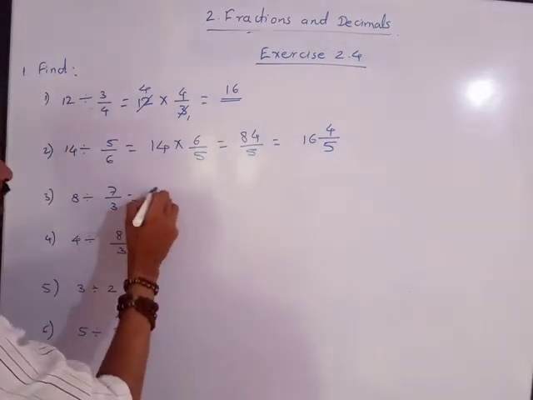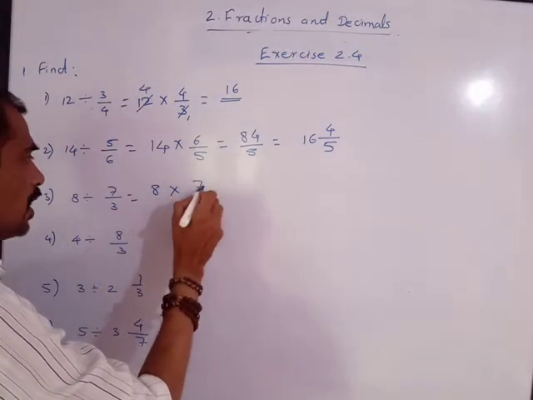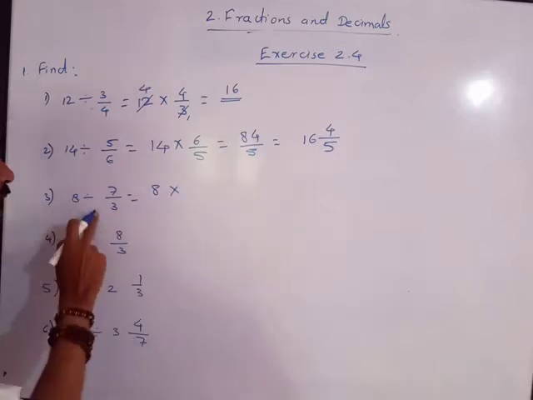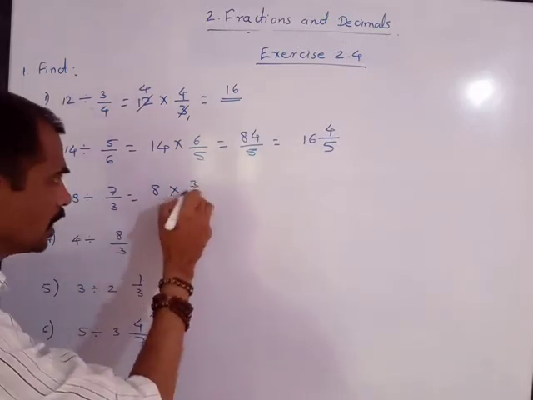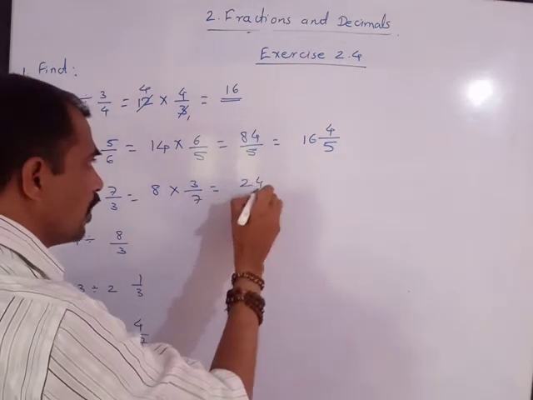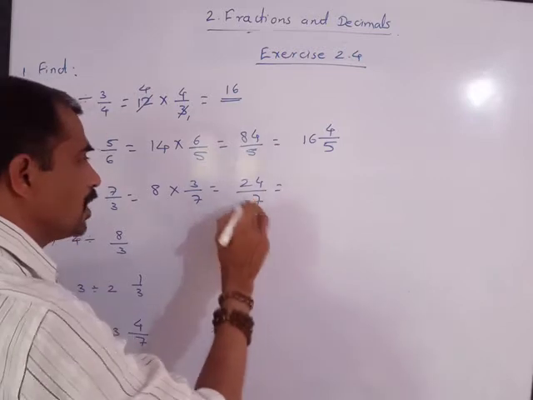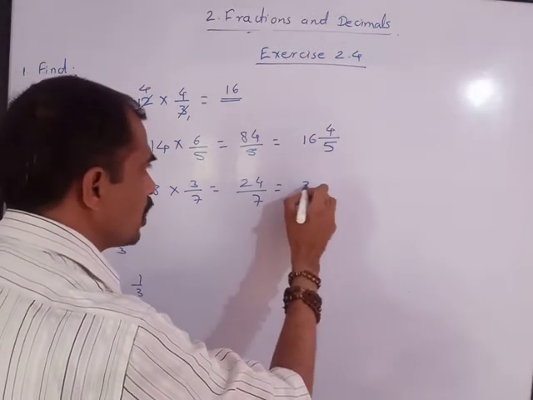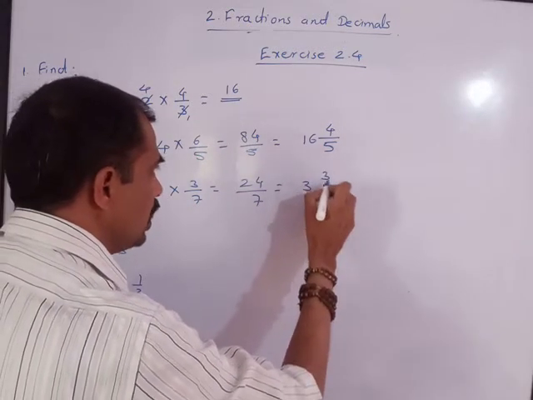Next is 8 divided by 7 upon 3, so it will be 8 multiplied by 3 upon 7. This is equal to 8 3s are 24. 24 upon 7 can be written in mixed fraction. 7 3s are 21. Remainder is 3 upon 7.